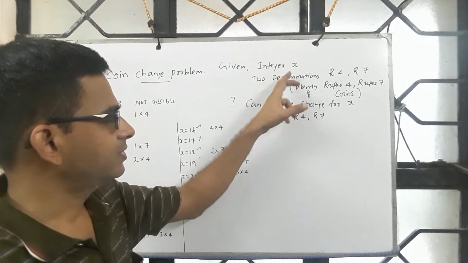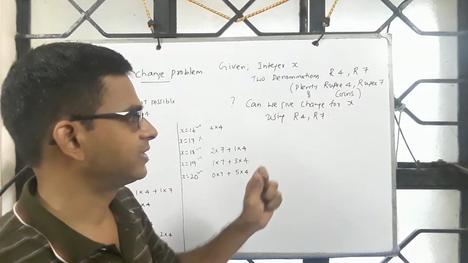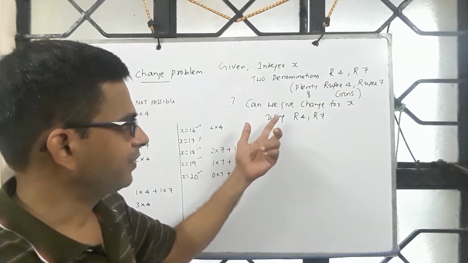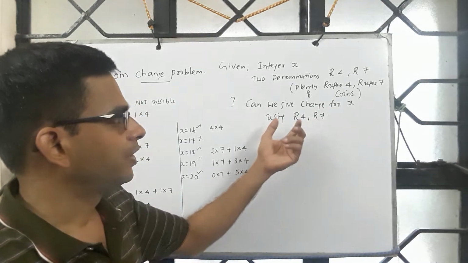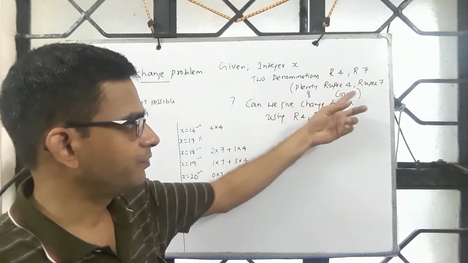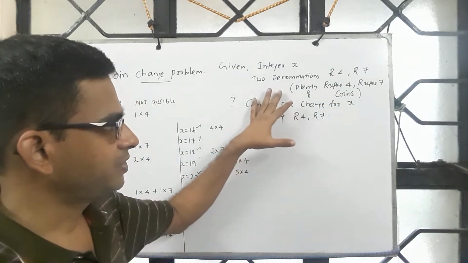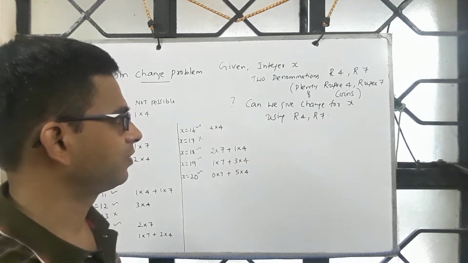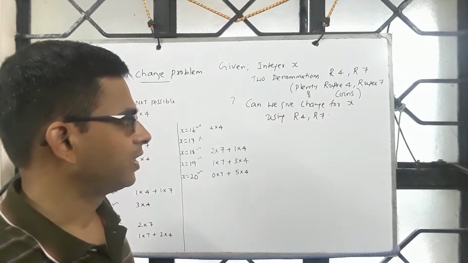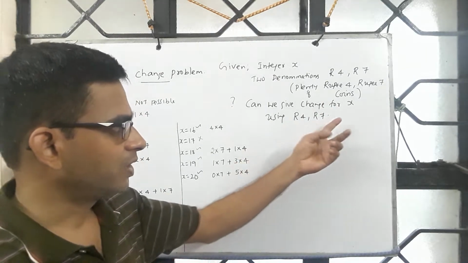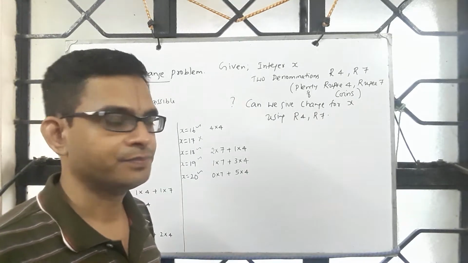Given an integer x and two denominations, namely rupee 4 and rupee 7, we wish to know, can we give change for x using these denominations? You are given plenty of rupee 4 and rupee 7 coins, so we need not worry about that. We wish to know, can we give change for x, and if so, from what value of x one can give change using 4 and 7.